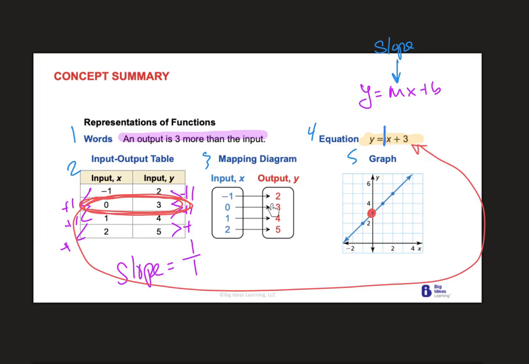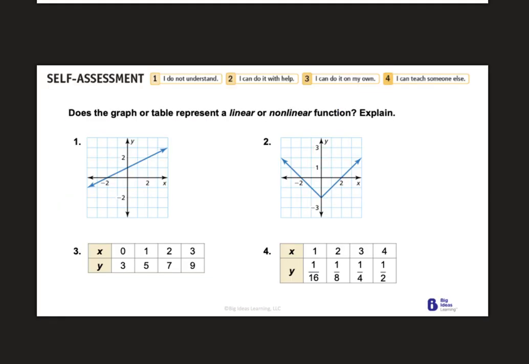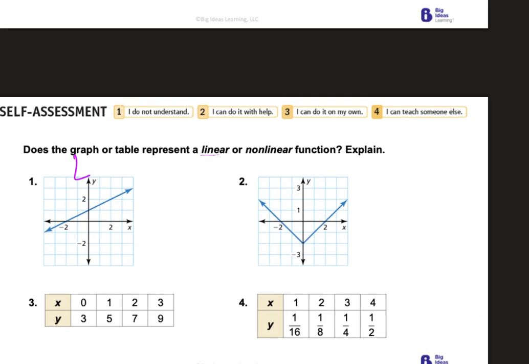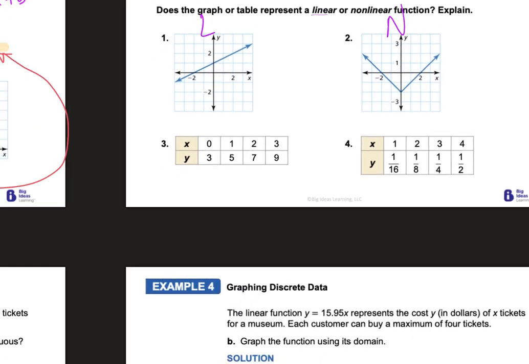This is just called a mapping. Oh, there it is, mapping. And then this is obviously an equation and a graph. There you go. Do these represent linear or nonlinear functions? This one's definitely linear. It's a line, okay? This one is not linear because it's not just a line. See, as I'm drawing my line, it went that way, so not a line, okay? Not linear.